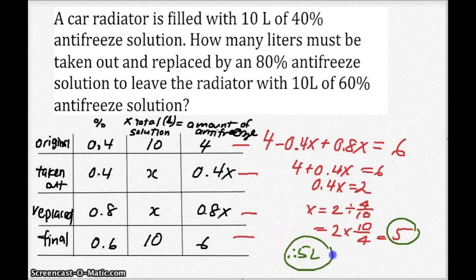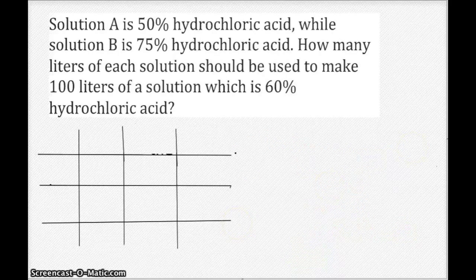You're going to take out 5 liters of the original solution and replace it with 5 liters of the 80% antifreeze solution. Okay, we're going to move on to the next problem.